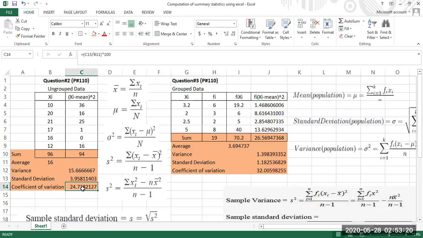Coefficient of variation, on the other hand, is the standard deviation divided by the mean. So I've divided C13, which was the standard deviation, by B11, which was my mean, and multiplied by 100. Usually a coefficient of variation is multiplied by 100, so this is a percentage figure. So this is how we compute all the important statistics.